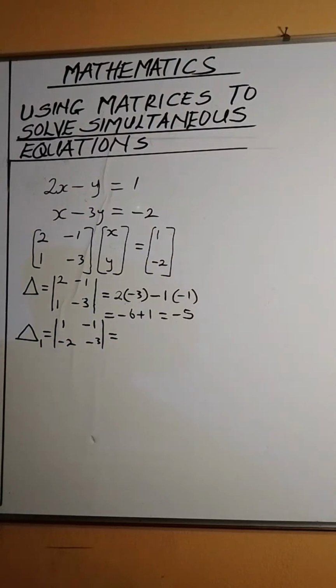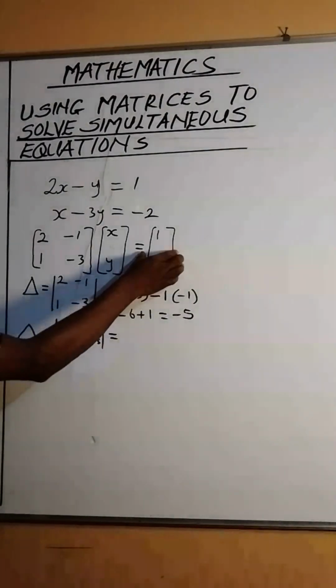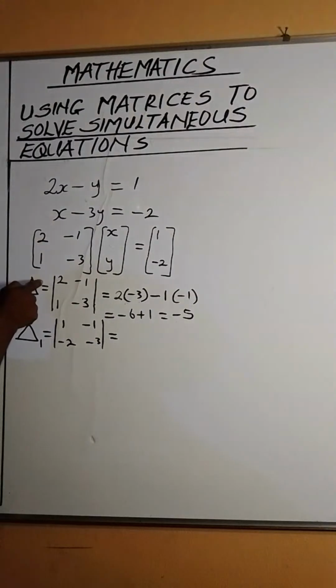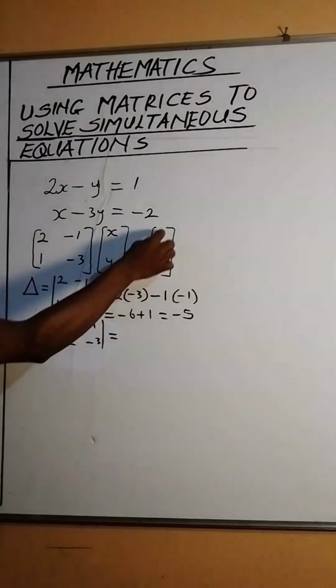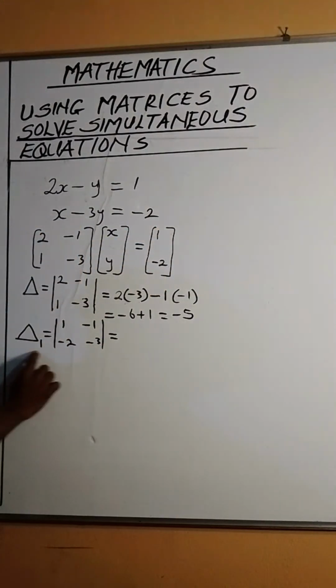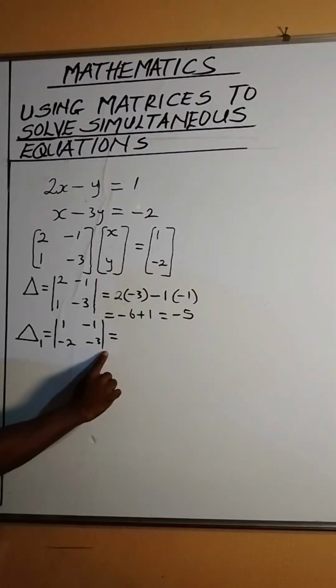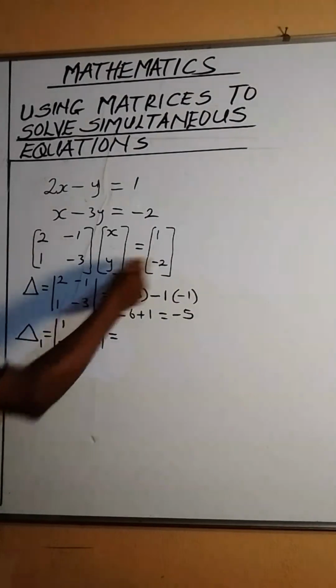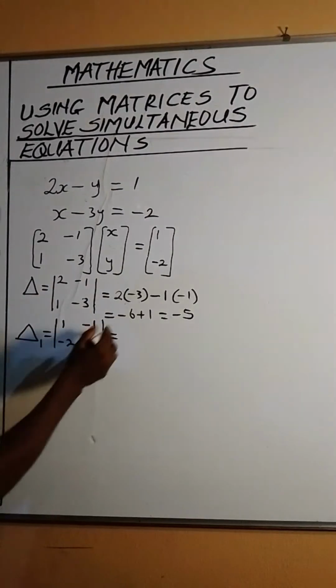Then we do the same thing. We are going to repeat the same thing for determinant 2, because we have used it to replace the first column. For determinant 2, we'll use it to replace the second column. Determinant 1 will be used to find x, while determinant 2 will be used to find y. So let's do the same thing.